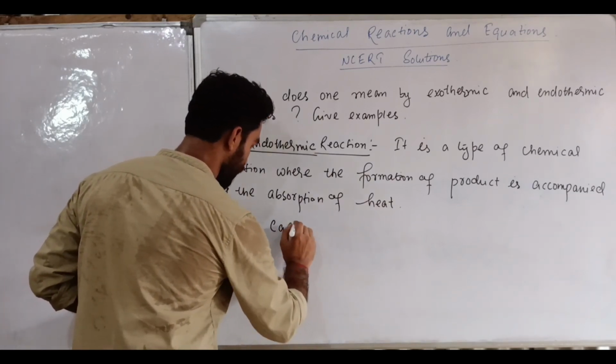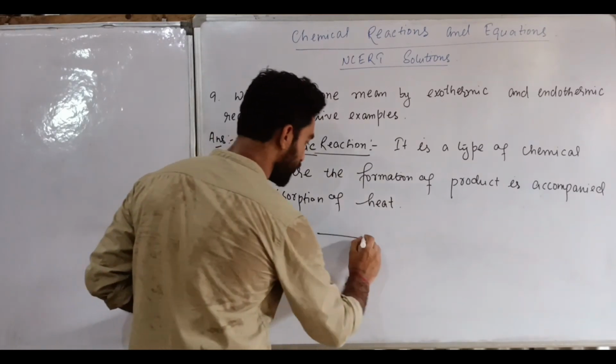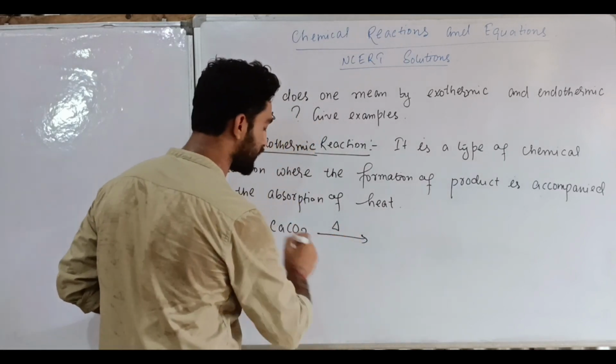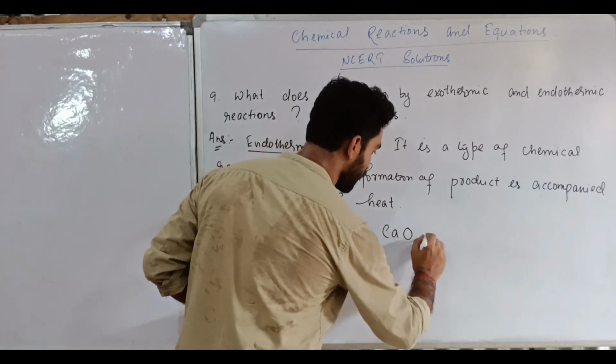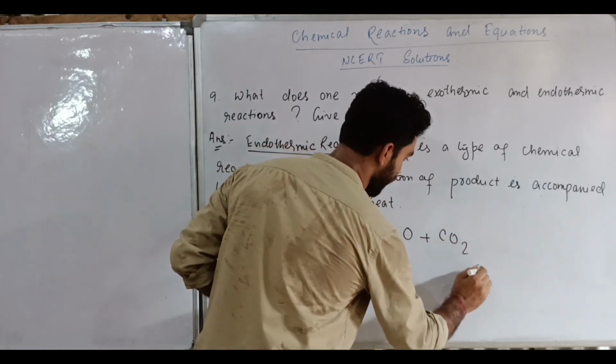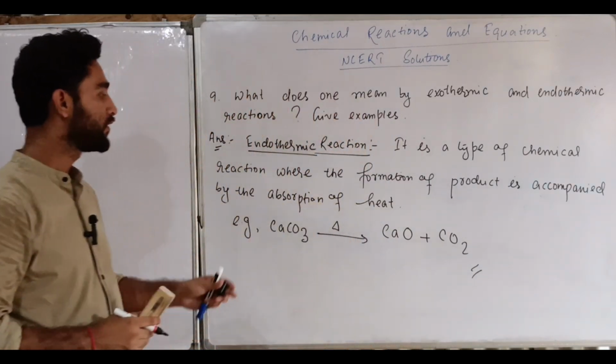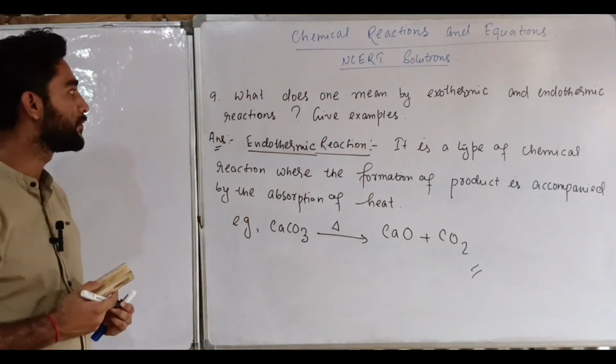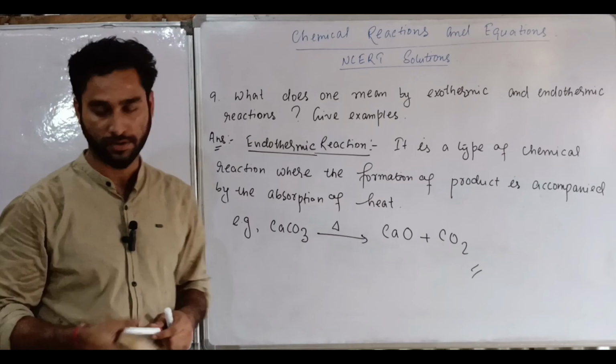Example, calcium carbonate. If you provide the heat to the calcium carbonate, it will convert into calcium oxide plus carbon dioxide. So these two are the definitions of the exothermic and endothermic reactions.